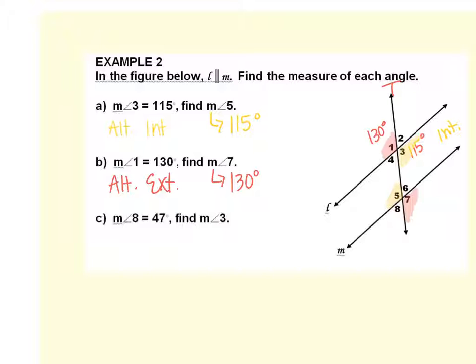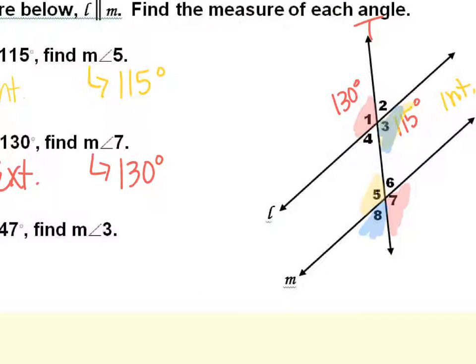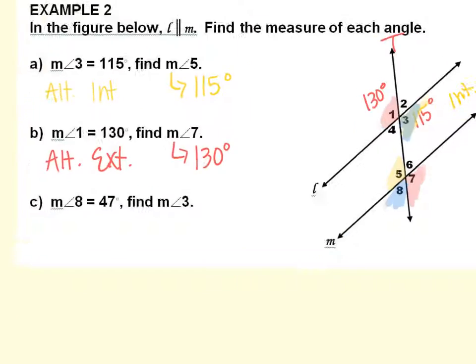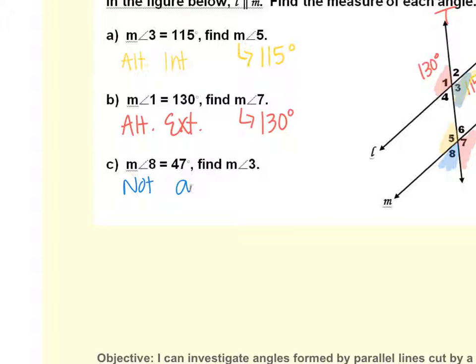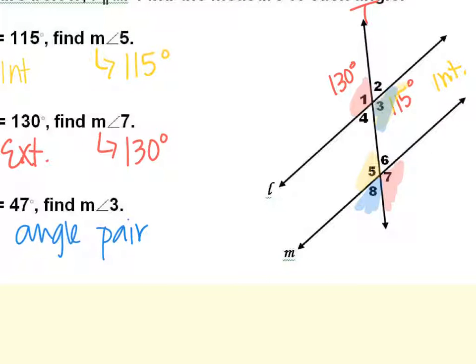Now they ask me about measure 8 and measure 3. So I have measure 3 here and measure 8 here. Now this one, when we look at our angle pairs, they're not on the same side, so it has to be alternate interior or alternate exterior. But if you notice, 3 is on the interior where 8 is not. So this is actually not an angle pair. However, we can still find out what measure 3 would be. If you remember, we said 3 and 5 are the same. So we know if we can find 5, then we can find 3.